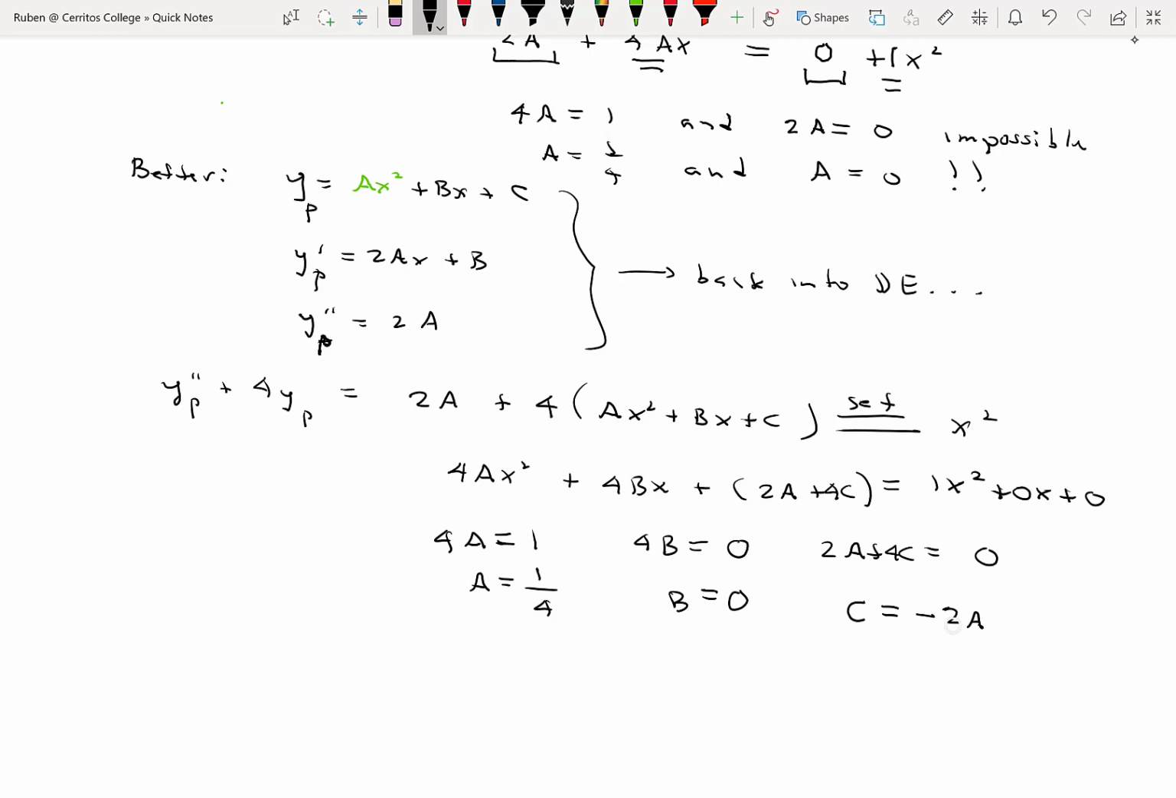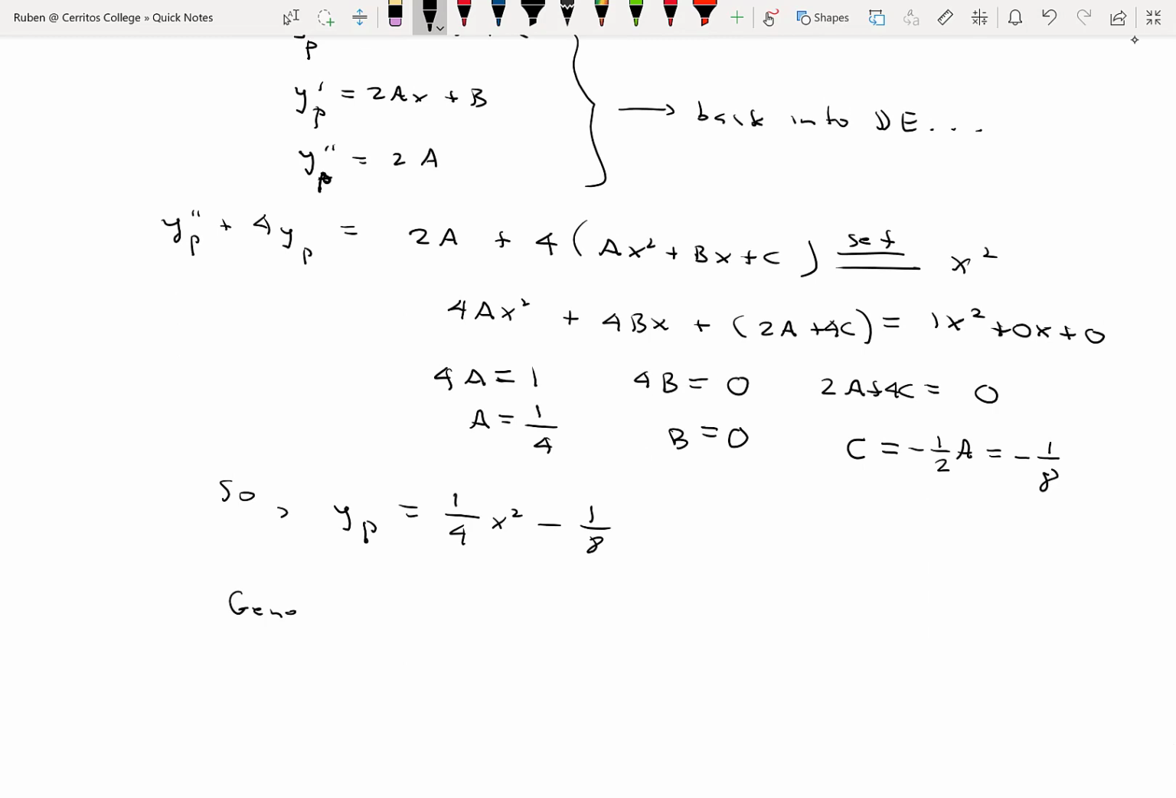So correcting the last constant, c equals negative 1/2 a, but a was 1/4, so this equals negative 1/8, and this works out nice. So this tells us that y sub p equals, remember, ax squared plus bx plus c. A was 1/4, 1/4 x squared. B is 0, so plus 0x, and C is minus 1/8. So this is our particular solution.